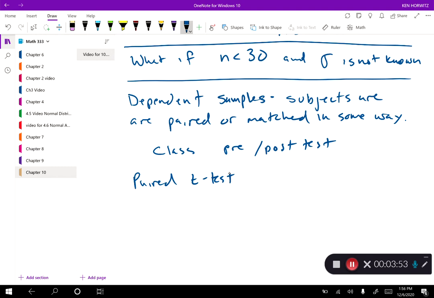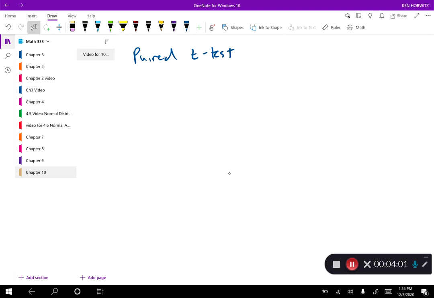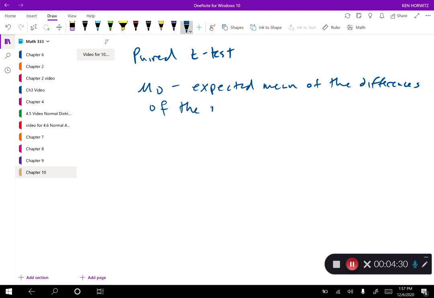And there is some notation that we're going to need for the paired t-test. If I have my mu with little d as a subscript, that is the expected mean of the differences of the matched pairs.